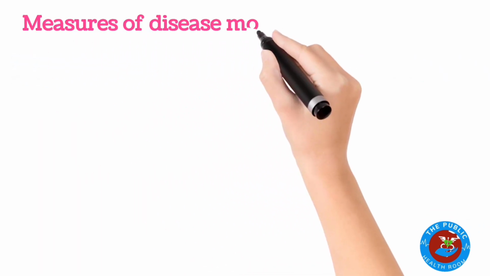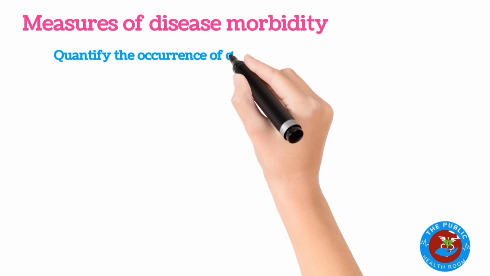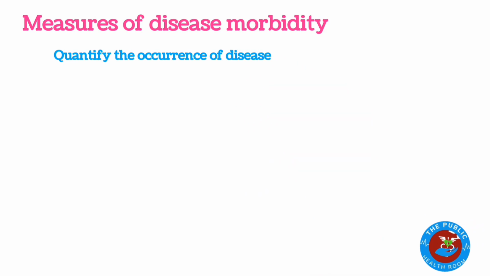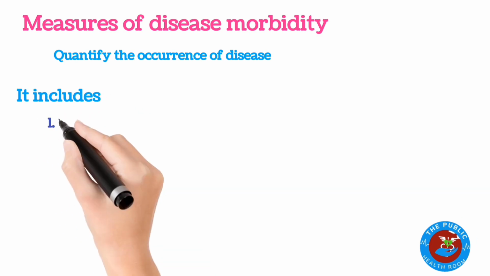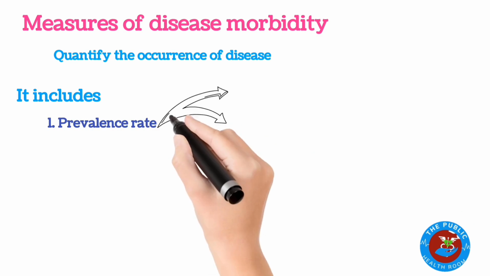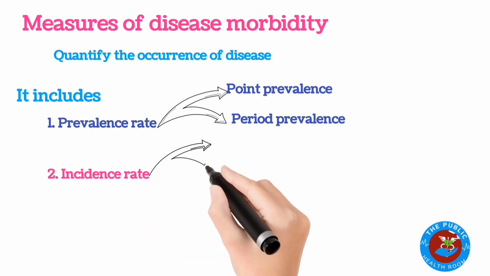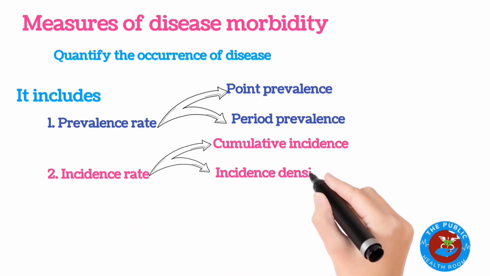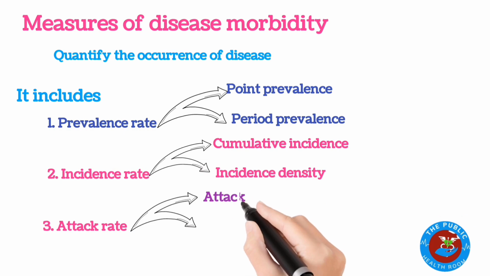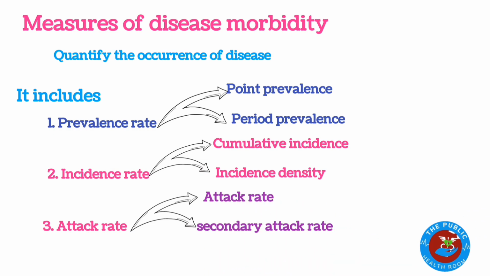Measures of disease occurrence or morbidity. They are used to quantify the occurrence of disease. Rates are used to measure disease or morbidity occurrence. These measures can be categorized into: 1. Prevalence rate, 2. Incidence rates, 3. Attack rates.